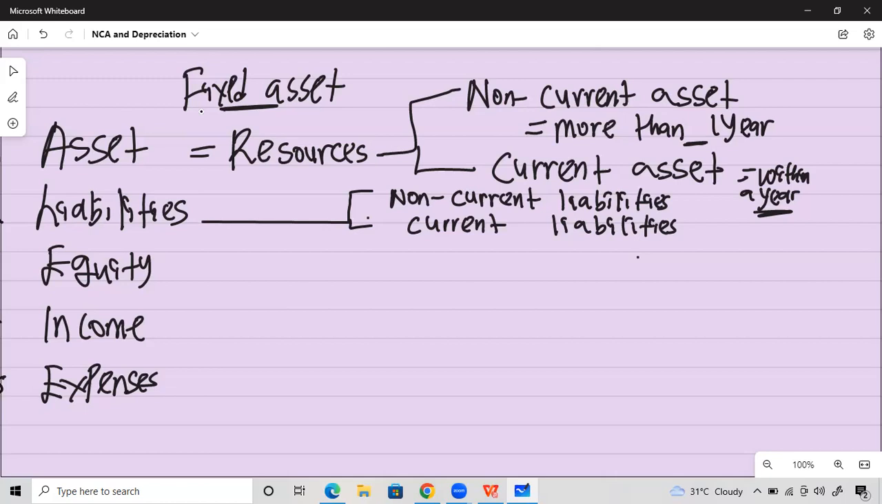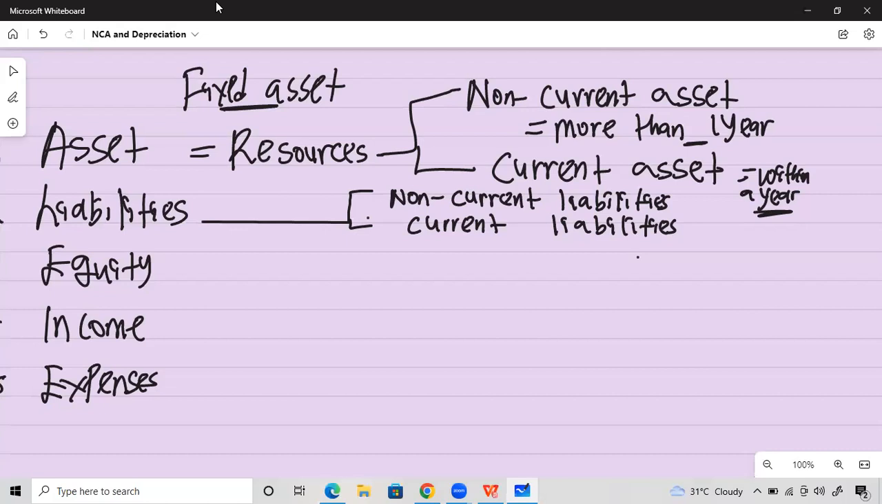But the meaning still remains the same. It's just the sentence now that is not the same. But the meaning of fixed asset is the same as the meaning of non-current asset. Only the name changed, but the meaning still remains the same. When we say non-current assets, they are those assets that will last for more than one year.